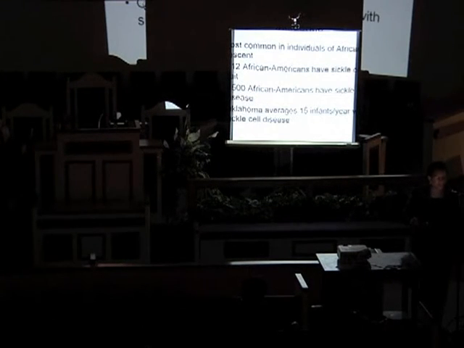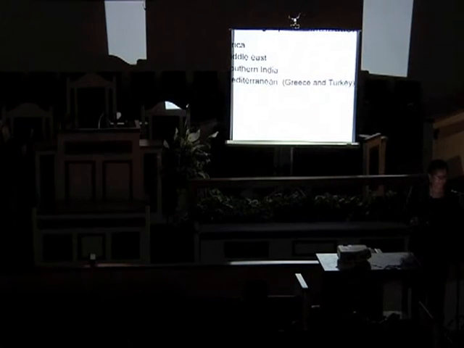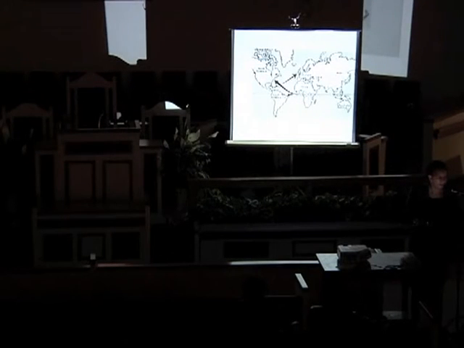It is most common in individuals of African descent. However, it's not exclusive to people of African descent. 1 in 12 African Americans have the sickle cell trait, and about 1 in 500 African Americans have sickle cell disease. In Oklahoma, where we do newborn screening, we have about 15 babies a year born with sickle cell disease. You do see the sickle gene in different parts of the world. The origins, I think, were Africa, the Middle East, southern India, the Mediterranean, which includes Greece and Turkey. So you will see sickle cell in individuals of all ethnic groups, all races.